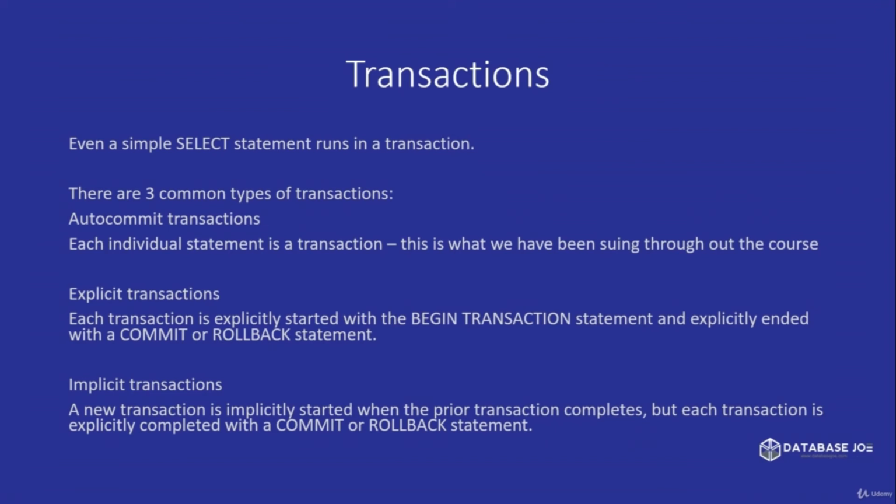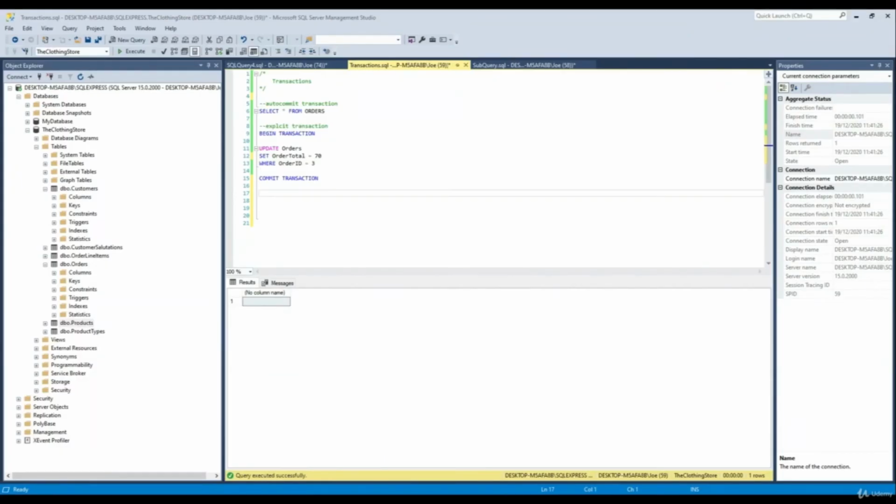Implicit transactions: a new transaction is implicitly started when the prior transaction completes, but each transaction is explicitly completed with a commit or rollback statement. For this course, I will only be discussing auto-commit and explicit transactions. Let's see some demos. Here I am using a select statement to select all rows from the orders table. This is an auto-commit transaction, and we have seen these throughout the course so far.